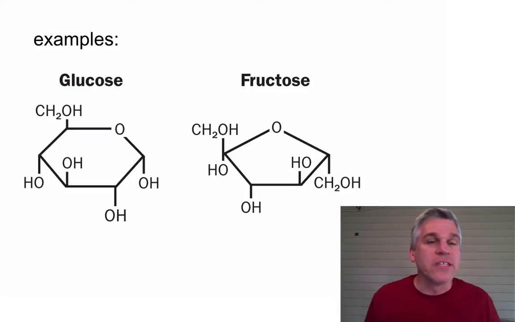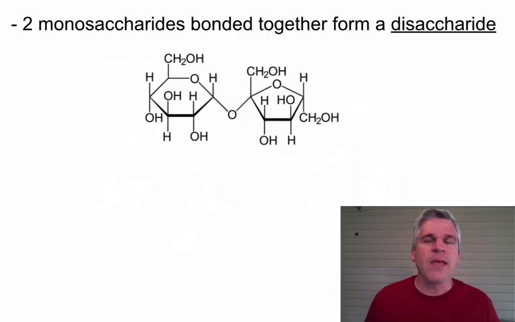Here are a few other examples. We're going to be focusing primarily on these two throughout the year: glucose and fructose, both of which are very commonly found in everyday types of foods, and these are sugars that our bodies use on a regular basis. Now if we take two of these monosaccharides and we put them together, like say we take that glucose and fructose, we form what's called a disaccharide.